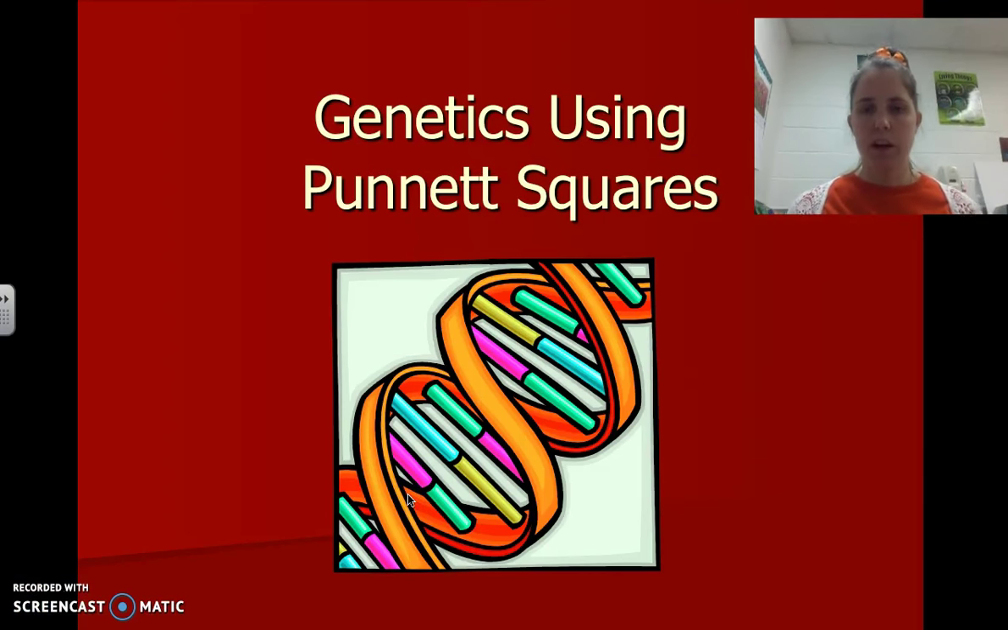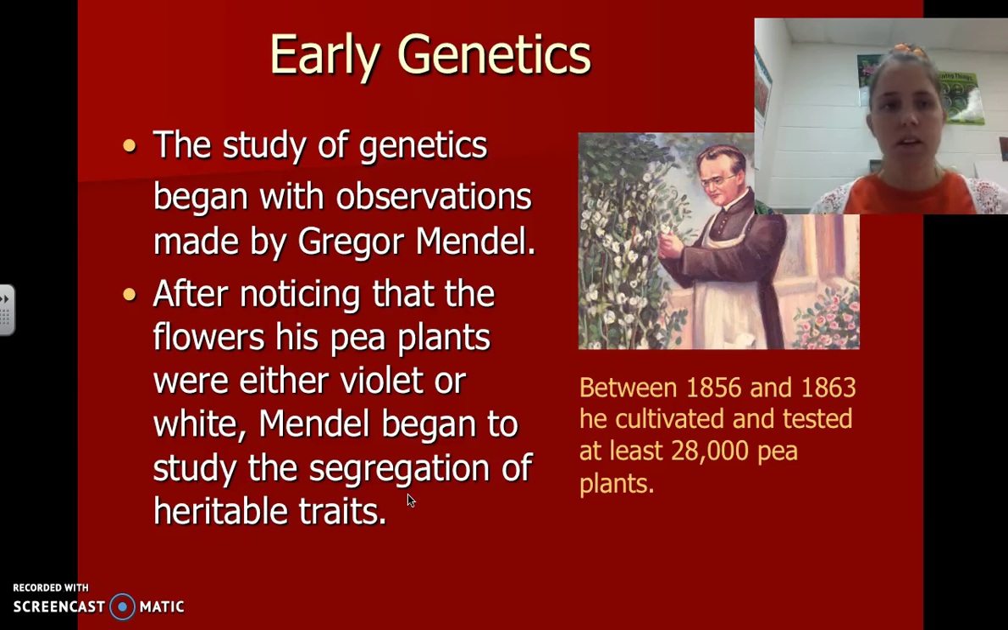Okay, we're going to talk about genetics using Punnett squares. So we all remember that early genetics was a study which began with Gregor Mendel, and Mendel noticed after he was observing pea plants that they had flowers that were either violet or white, or let's say that they were either tall or short, and so on. And then he began to study how those traits segregated when the new pea plants were born.